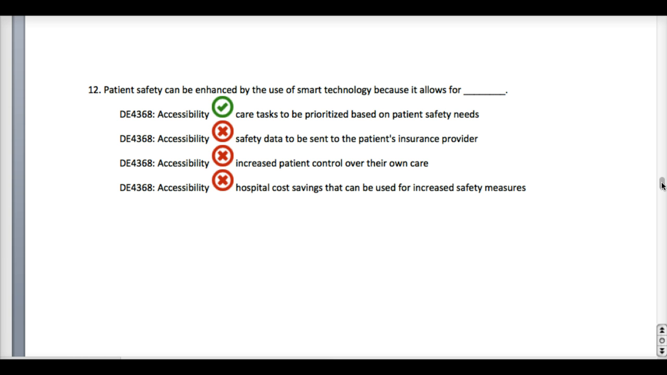Hospital cost savings. Again, that doesn't have to do with smart technology. If I look at my two answers, care tasks to be prioritized or increase patient control, the best answer is the first one. Care tasks to be prioritized based on patient safety needs. Again, that's on page 131 to 132, and it's on presentation slide number 14.